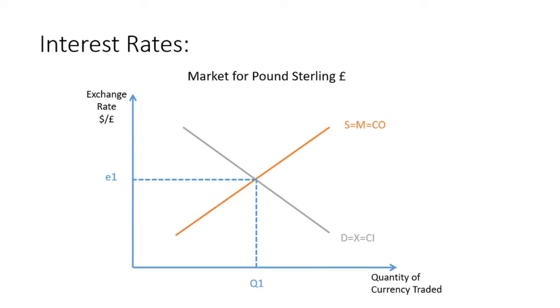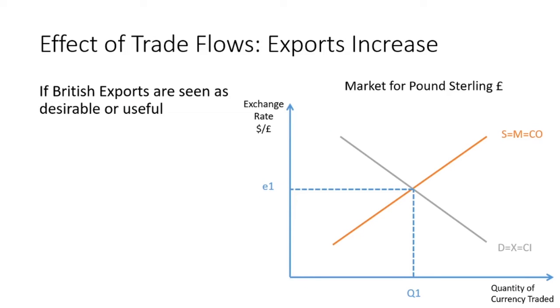To model this using our model, we'd say that following the increase in interest rates, we see that increase of demand because hot money has entered the sterling market. That's going to push the demand for sterling to the right, and we will see an appreciation in the exchange rate. Next is to look at the effect of trade flows.